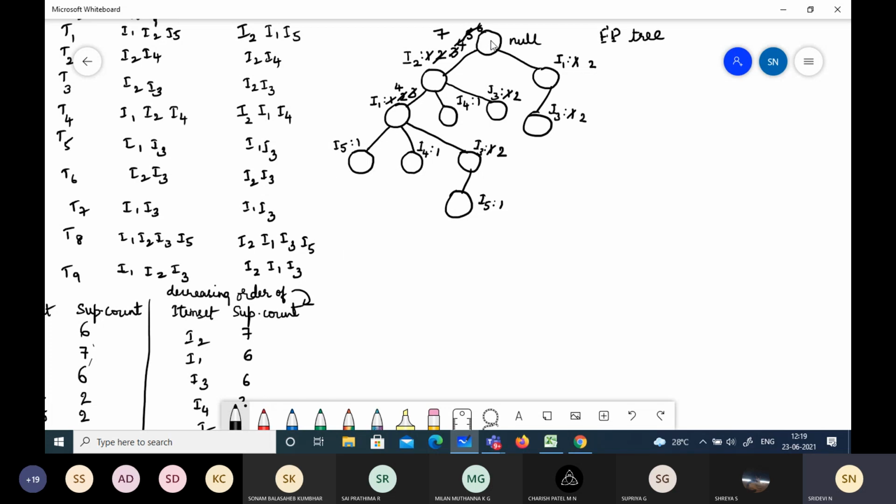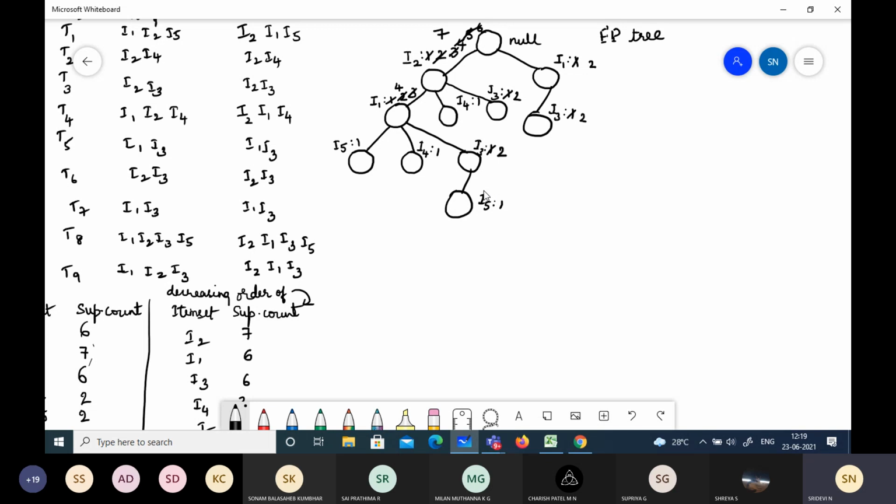Then we have I3. Yes, I3 we have 2, 4 and 6, right? I4 we have here and here, so the count is 2, and I5 again we have here and here, the count is 2. So we have got all the support counts properly. So the FP tree is represented properly.